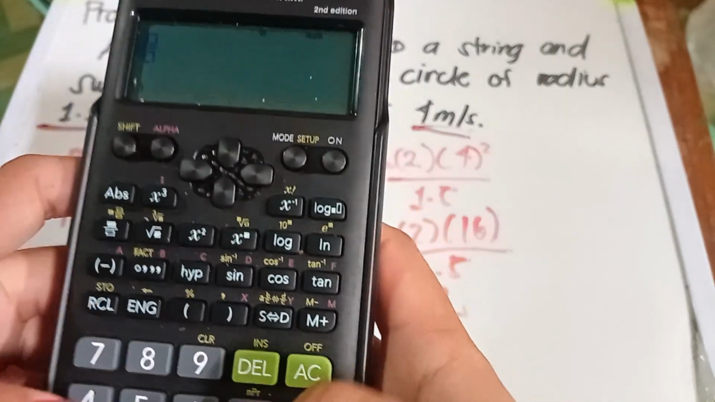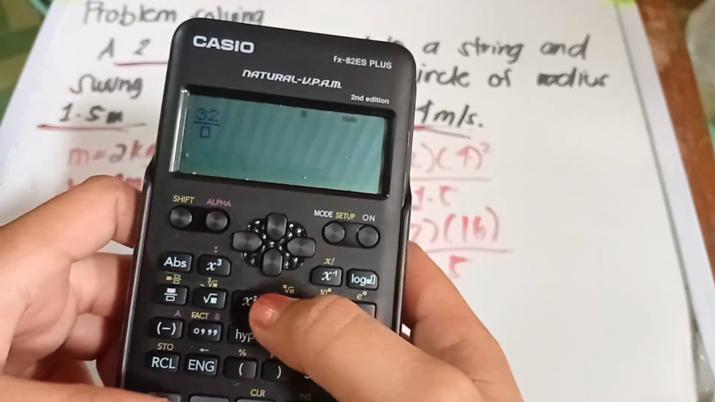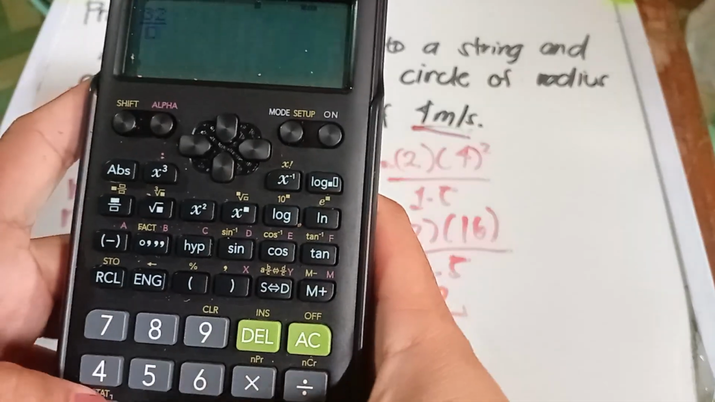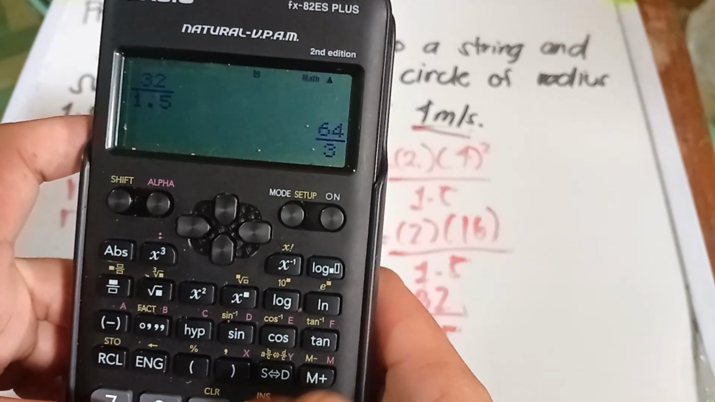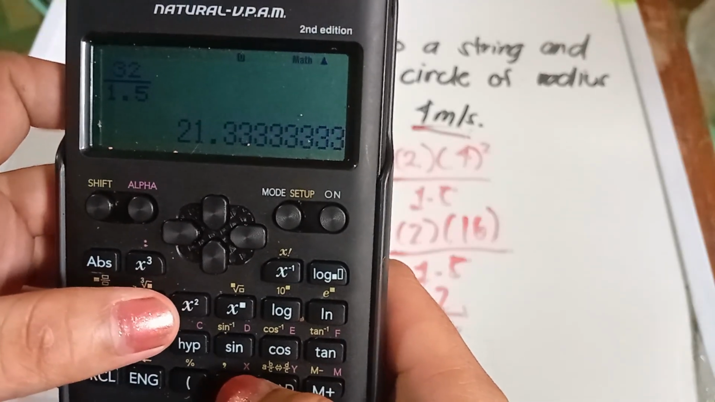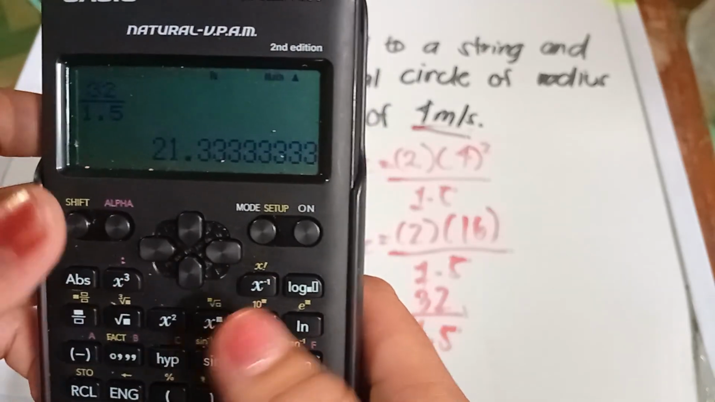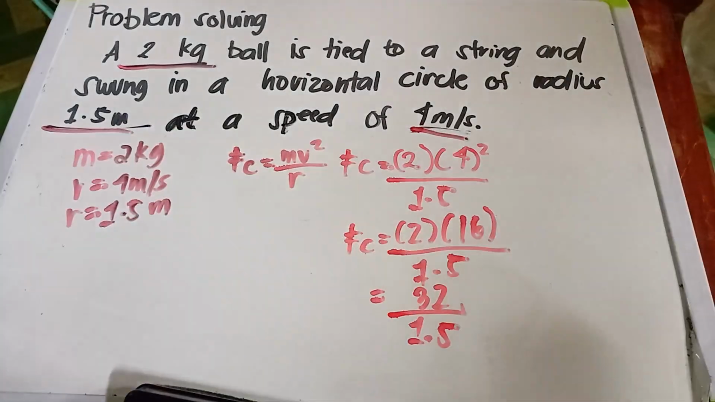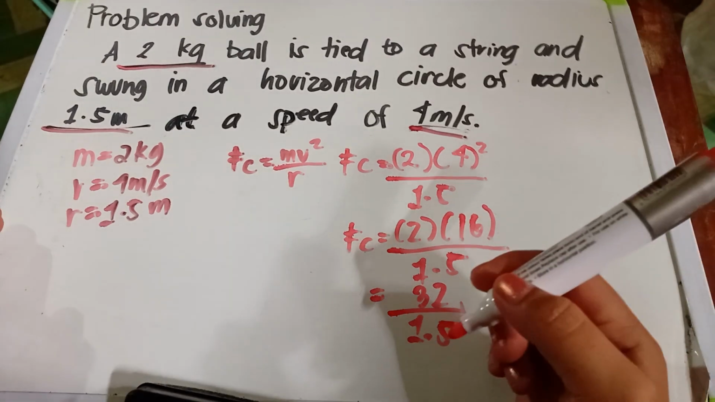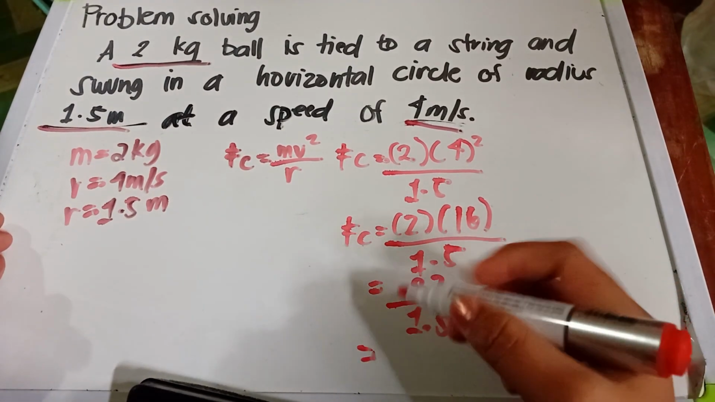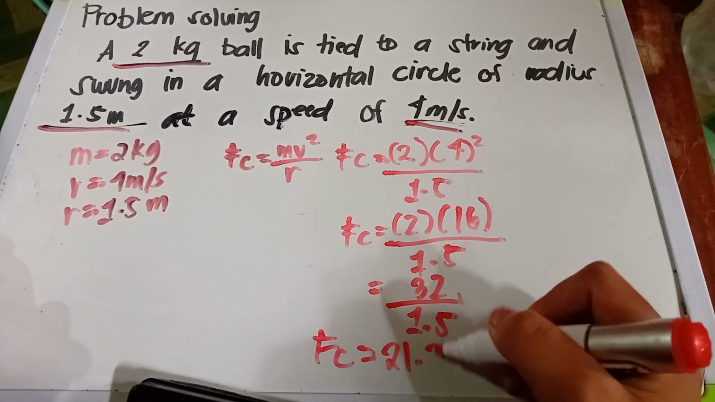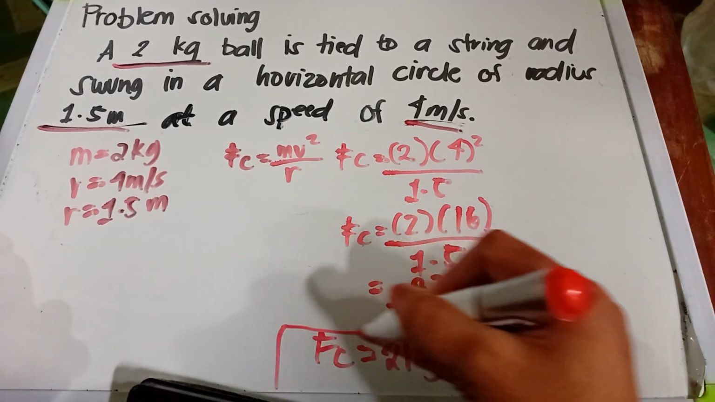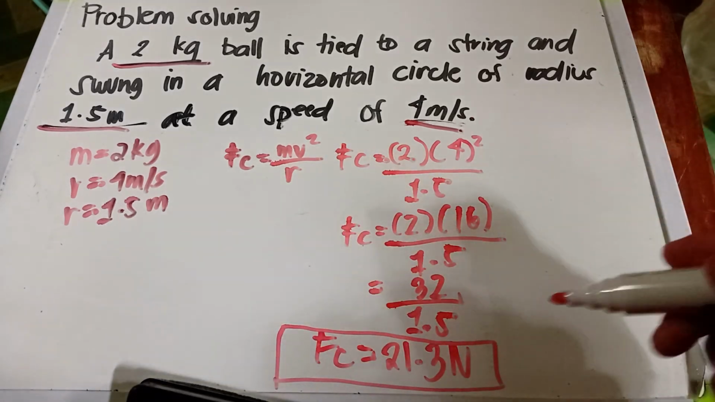So, 32 divided by 1.5 is equal to 21.33. So our answer is 21.3 newtons. That's our answer.